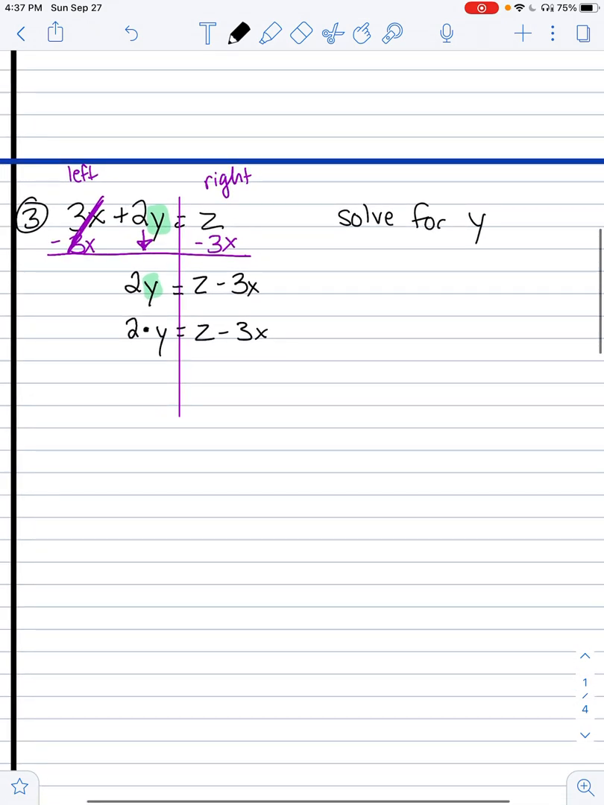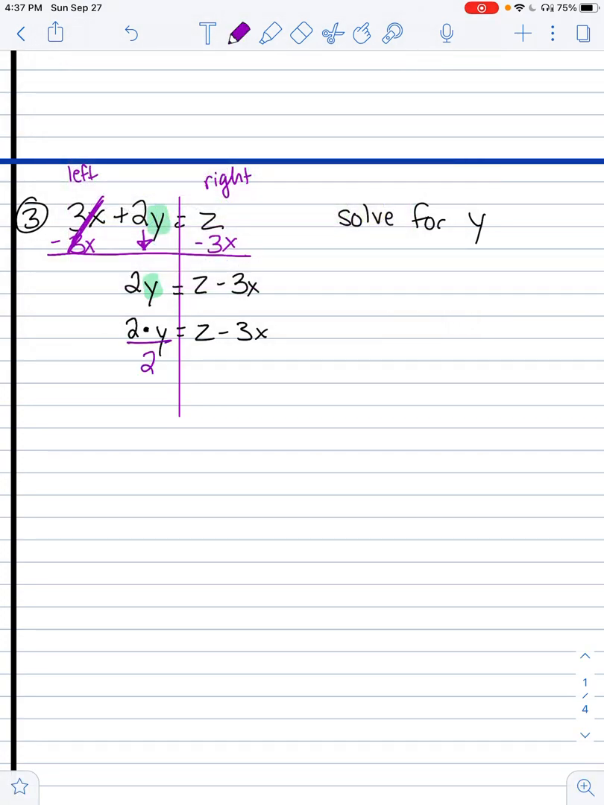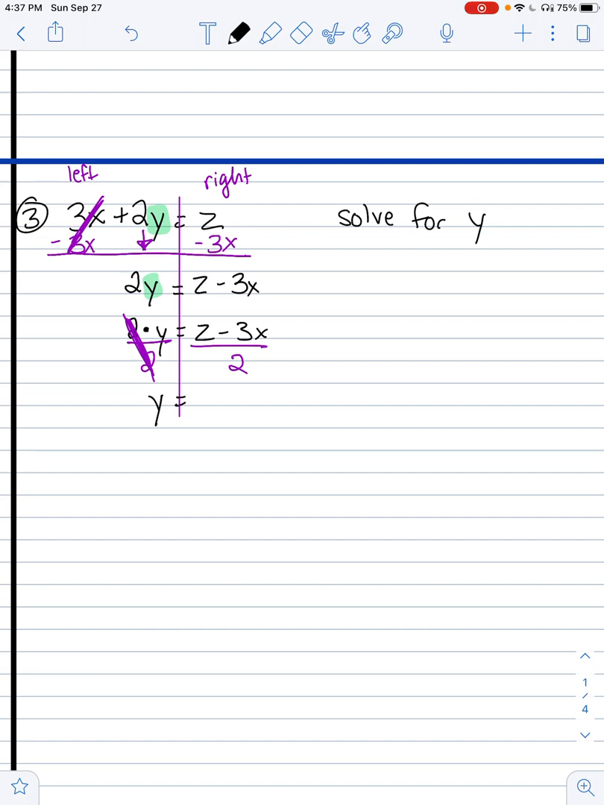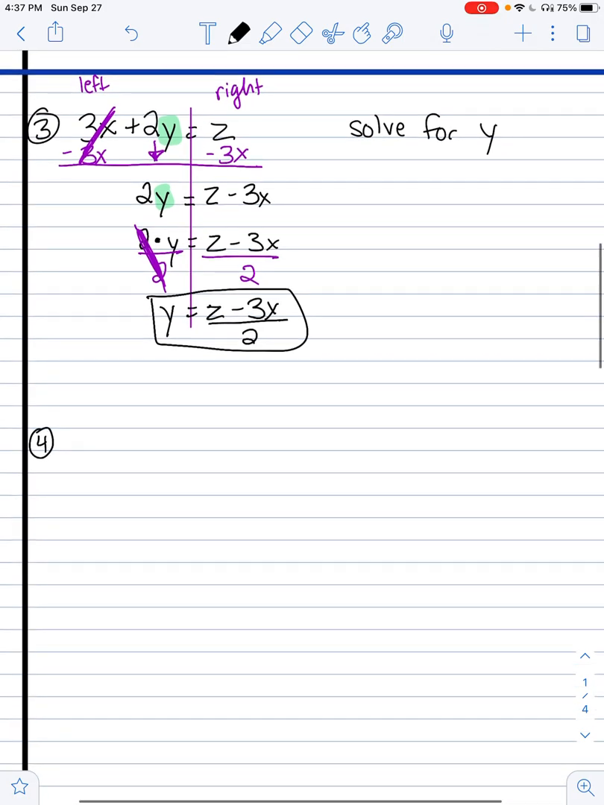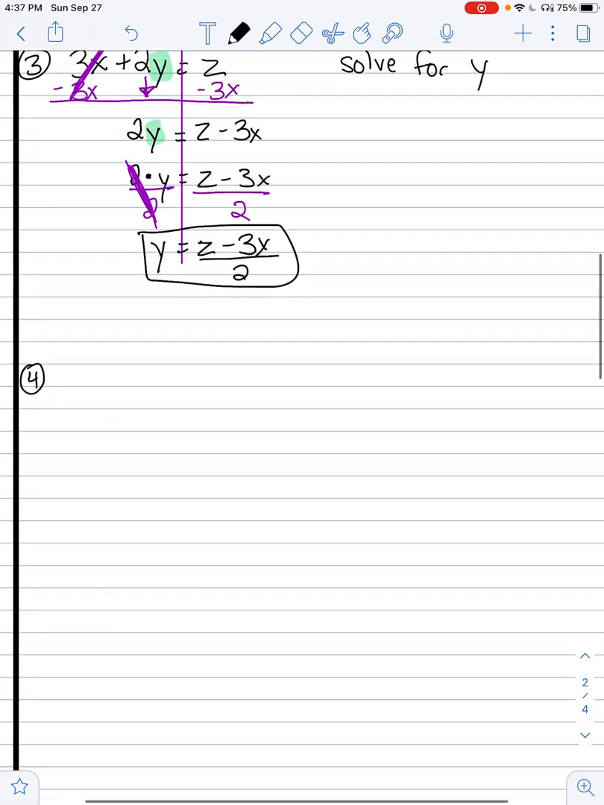So if I want to get rid of this 2 out in front, I need to divide both sides by 2. So my 2's cancel each other out, and I'm left with just a y equals, and then z and 2 don't combine, and then 3x and 2 don't combine. So we just leave this as z minus 3x over 2, and that is our final answer. So sometimes I think that literal equations might be a bit easier than normal equations because we don't have to do as much combining. So let's do one last example.